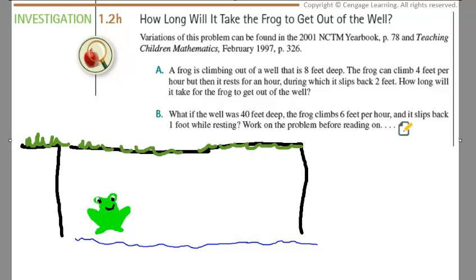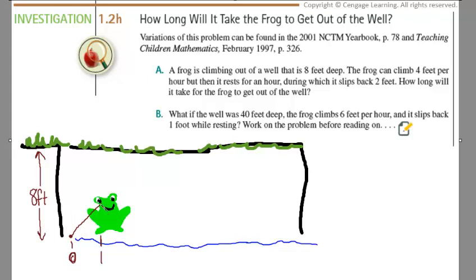So what this little frog does is, let me get a better pen here. This frog is trying to climb out. Now this well is 8 feet this way. So let's say our frog is starting down here, and there's a picture of him. He goes up 4 feet in 1 hour. So let's just say here we are at 0, and then in 1 hour he goes up 4 feet. So he's now at 4 feet.